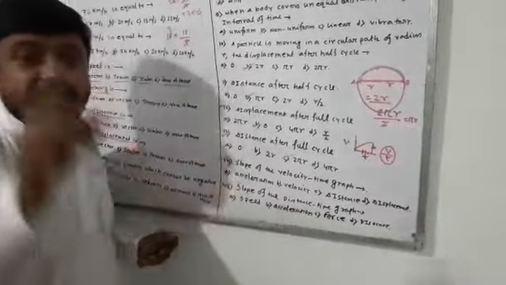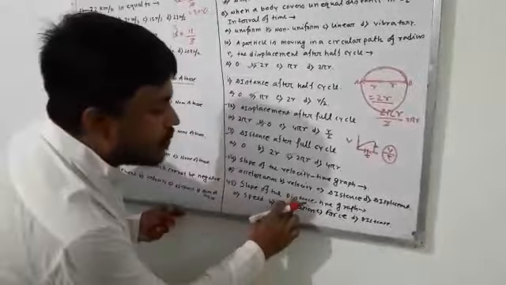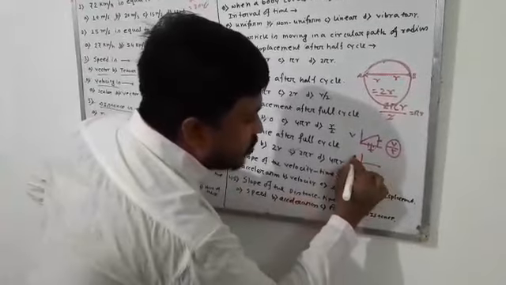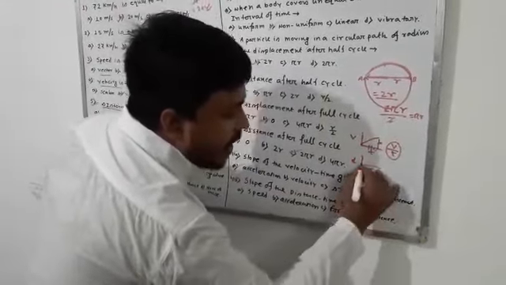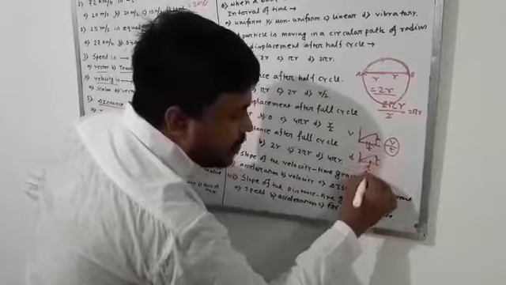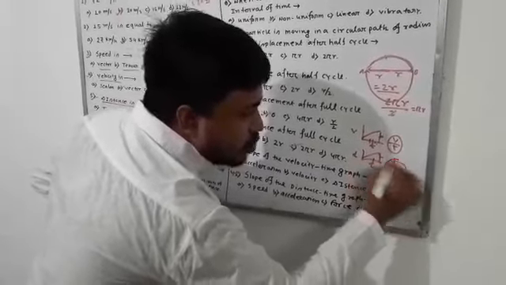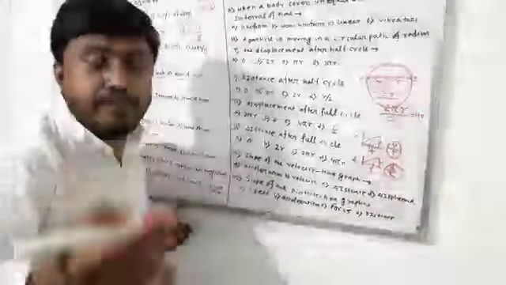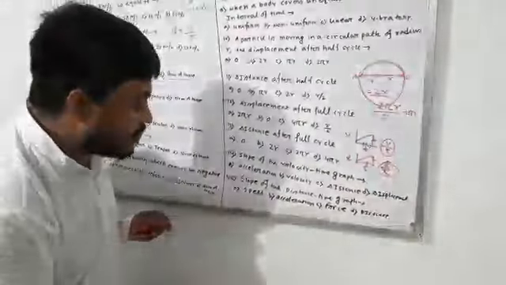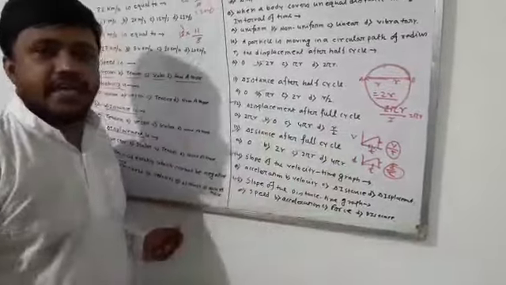Question number 15, and this is our last question. Slope of the distance time graph. Dear students, this is distance and this is time. If you find the slope, which means height by base, that means distance by time, which measures the quantity speed. So option A is the correct one.